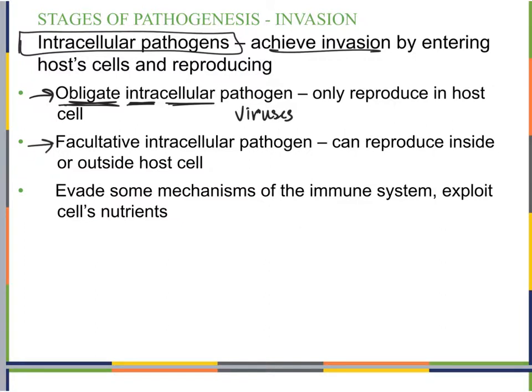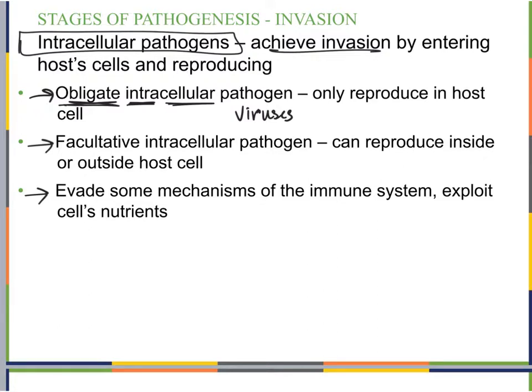We also have facultative intracellular pathogens. So these can actually reproduce inside the cell or outside of the host cell. So facultative, similar to when we think of facultative, it can switch and it can change, and that's the case here. So it doesn't have to be inside of a cell, but it can be inside of the cell. So in order to do this, they can evade some mechanisms of the immune system, and then they can exploit the cell's nutrients. So in order to get into the body, in order to get into the cells, our intracellular pathogens have to somehow evade the immune system so that they don't get killed before they even get to the cells. And then they can also exploit that cell's nutrients.